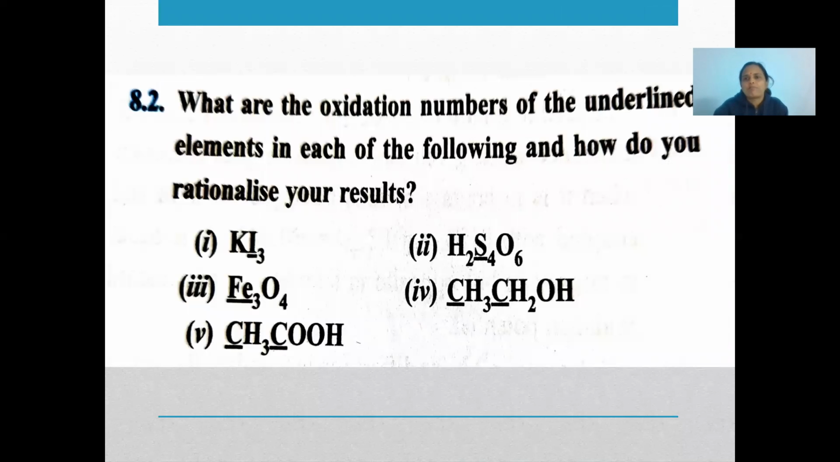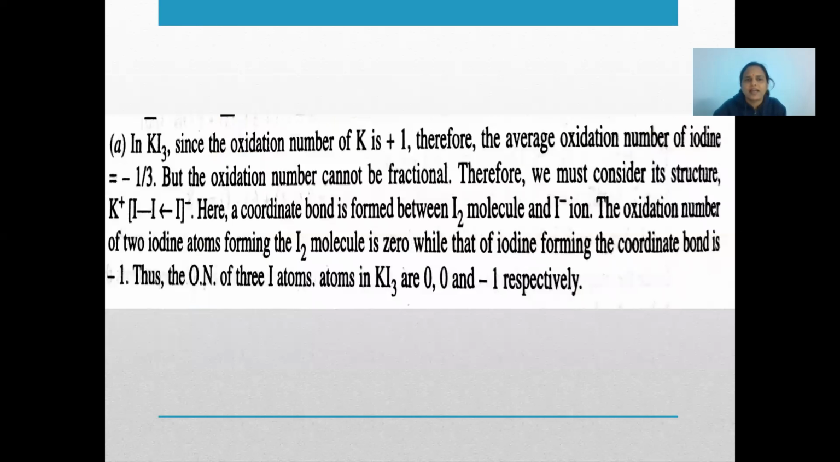Let's now discuss the paradox of oxidation number questions. Look at the question. The question is, what are the oxidation numbers of the underlying elements in each of the following, and how do you rationalize your results? KI3, H2S4O6, Fe3O4, CH3CH2OH, and CH3COOH. First, let's discuss KI3.